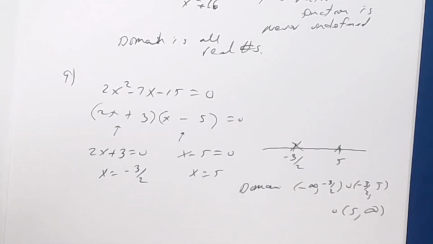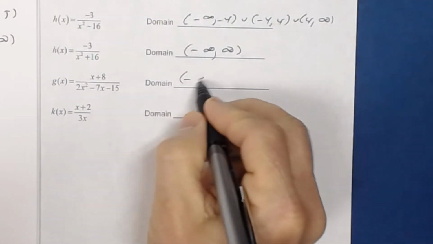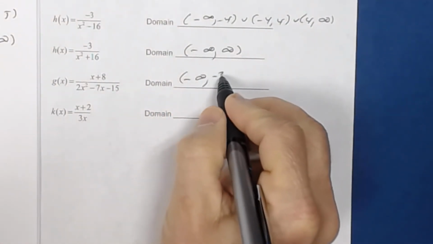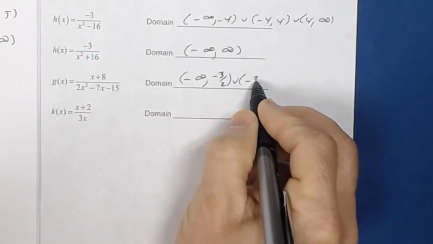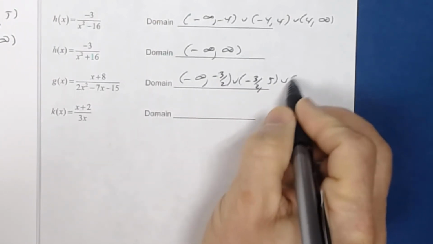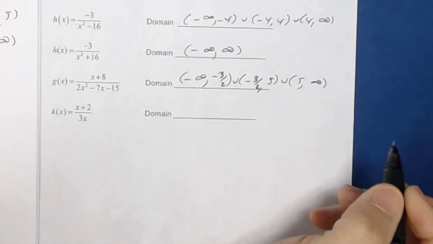5 to infinity. Now in my math lab, you would say the set of x's such that x does not equal those two values, negative 3 halves, comma, 5. All right, so that will be number 9. So negative infinity to negative 3 halves, union negative 3 halves to 5, union 5 to infinity.